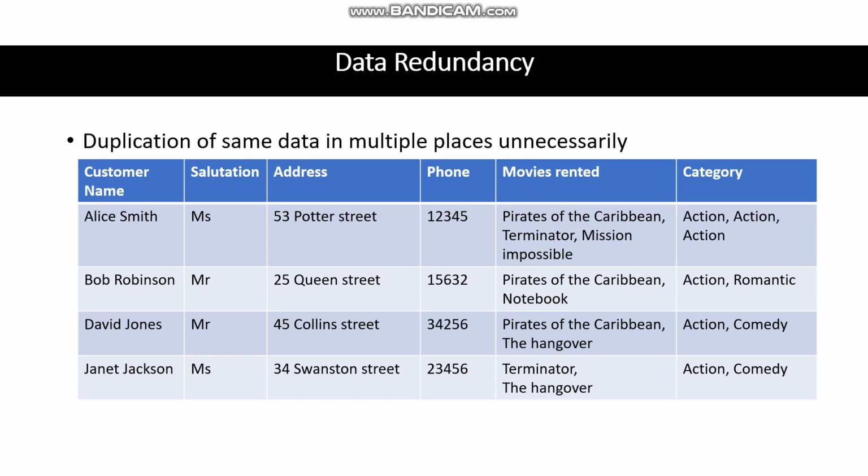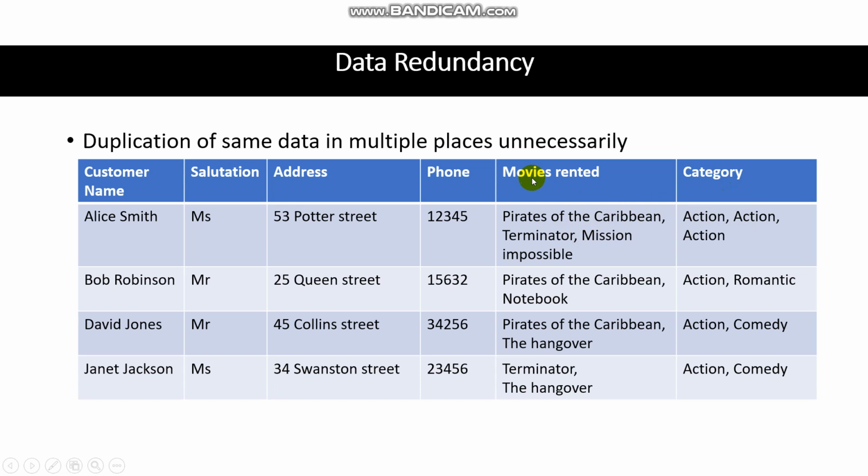For example, if we look at the database maintained by a video rental shop, this is the database that they currently maintain, and let's say they are storing the customer name, salutation of the customer, their address, phone number, movies that they have rented, and the category of those movies. For example, a customer, Alice Smith, she is currently renting Pirates of the Caribbean, Terminator, and Mission Impossible. And the category column shows the category of those relevant movies.